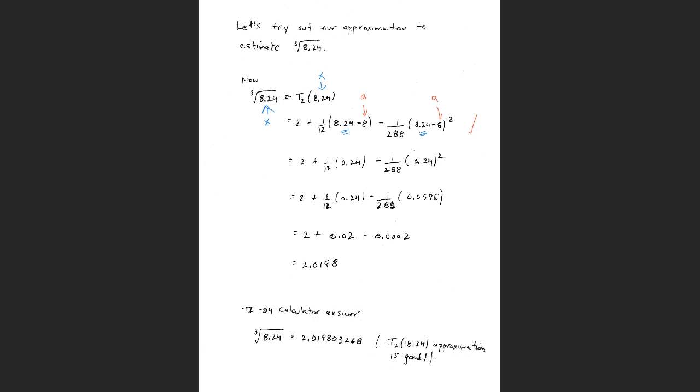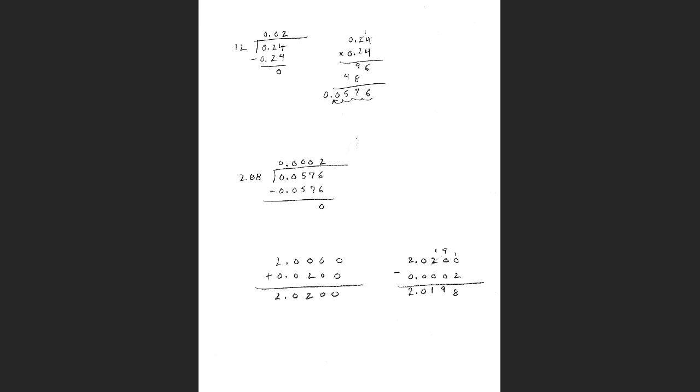And okay, so let's look at this. I'm trying to approximate the cube root of 8.24. So, okay, well, it's easy to subtract 8.24 minus 8. That's 0.24. Okay, easy. So this is easy. And 0.24 squared. It's easy to multiply 0.24 times 0.24. I actually did it here.